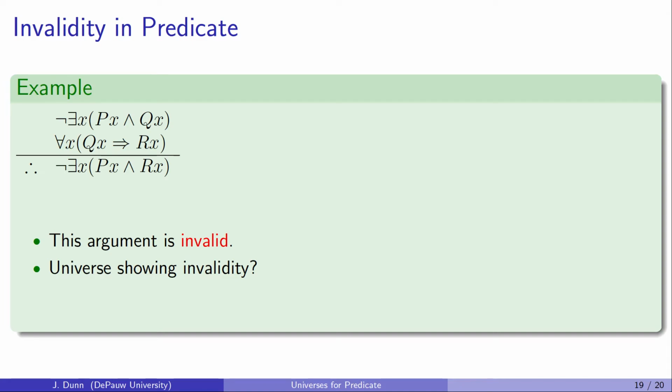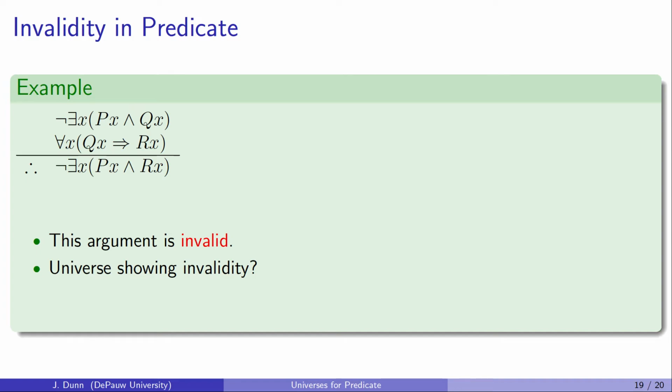So take a look at the conclusion. The conclusion says nothing is both P and R. So to make that false, we need to come up with a domain and a P and an R so that there is actually something that's P and R. That would make the claim that nothing is P and R false, which is what we want. We want a false conclusion.